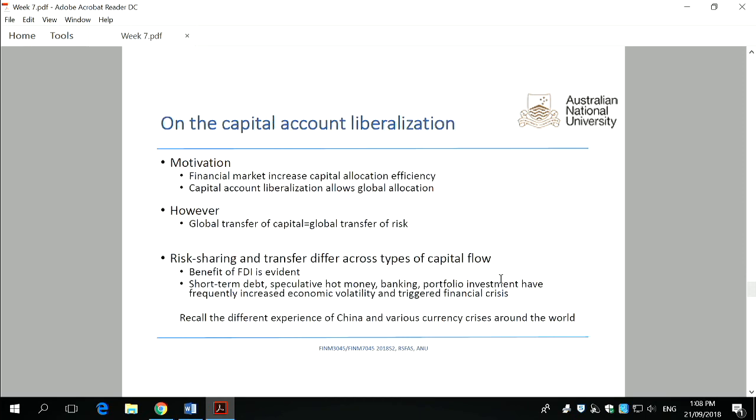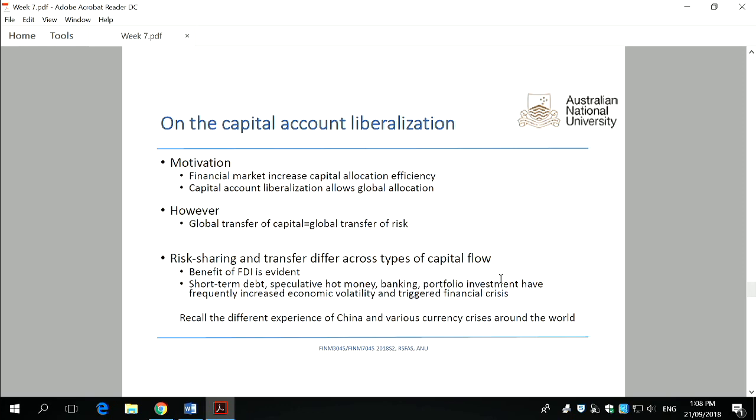Now, let me elaborate more. On capital account liberalization, you all already know that's a potential risk there, right? But why do people do that anyway? Why do people want to open the capital market, even knowing that it might be a risk? The motivation comes from the fact that the financial market increases capital allocation efficiency. We already know that, right? So if you have capital account liberalization across countries, you have capital or resource allocation efficiency done at a global level rather than your domestic level, right? So that's the efficiency improvement.